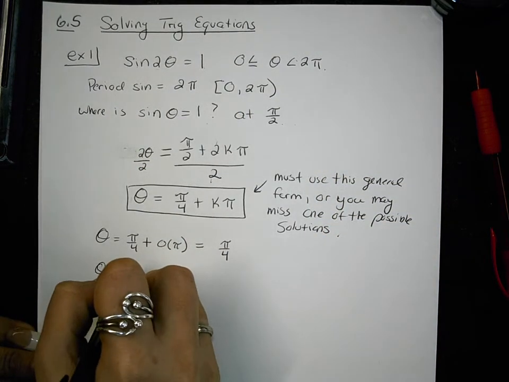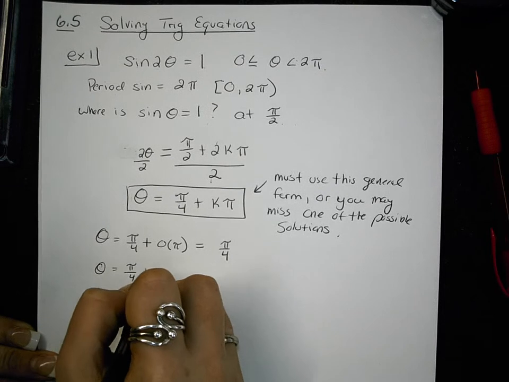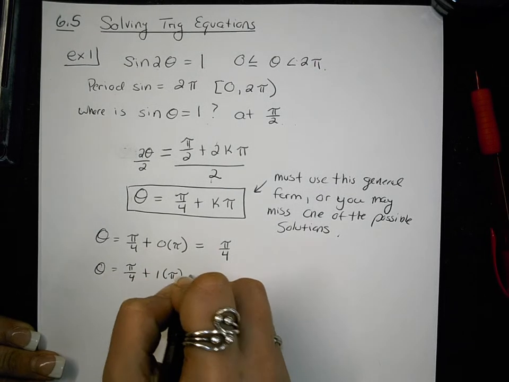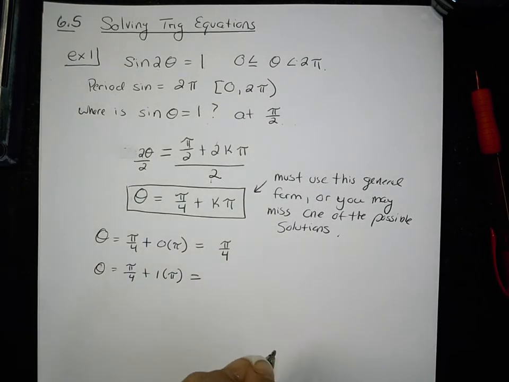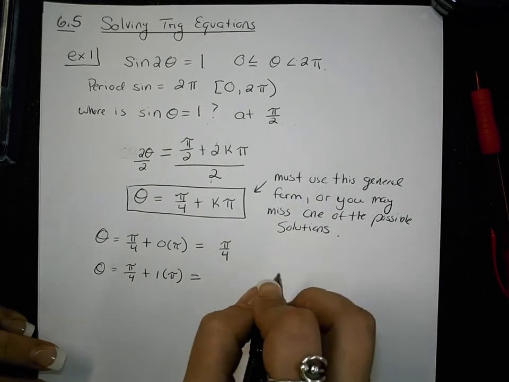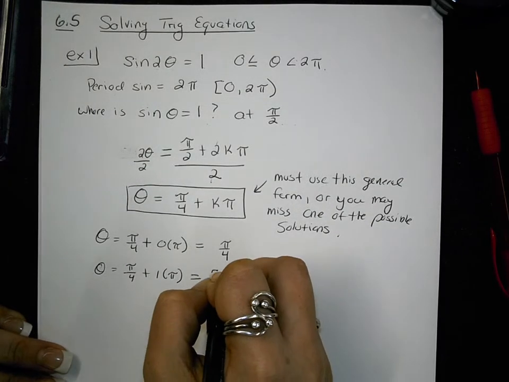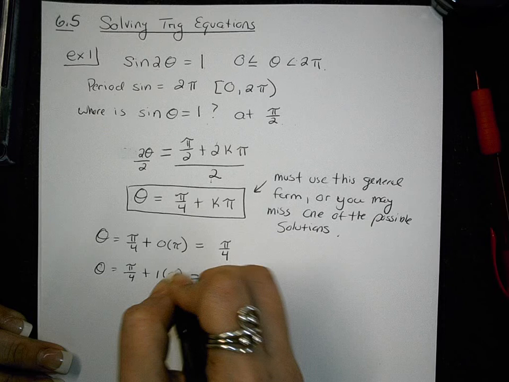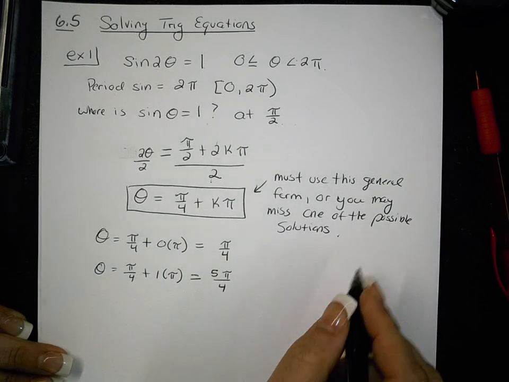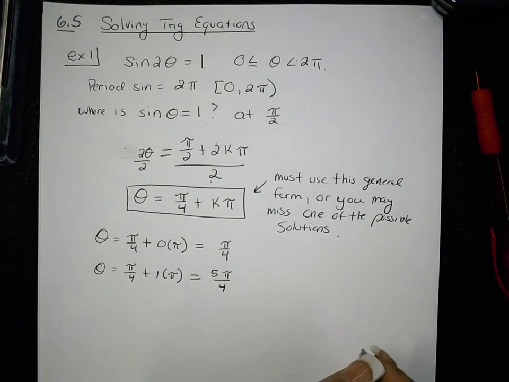If I plug in 1, pi over 4 plus pi. What do I get? That's pi over 4 plus pi. No. Pi over 4 plus pi. 3 pi over 4. 5 pi over 4. Oh, that's what I meant. Because pi would be 4 pi over 4. Sorry. 1 plus 4 is 5.